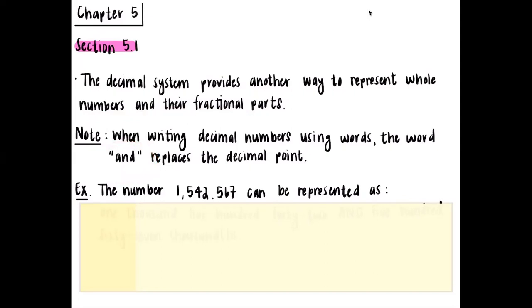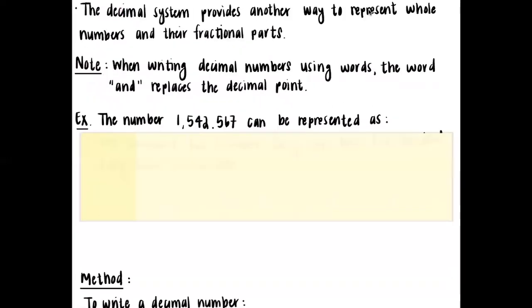So when writing decimals as numbers with words, specifically decimals, the word "and" is what's going to replace the decimal point. That's why, in the beginning of week 1, when we were just learning about whole numbers and integers, we couldn't say the word "and," because the "and" has some meaning. It's not just some buffer word. It actually has some meaning here. And that's what's going to take the place of the decimal.